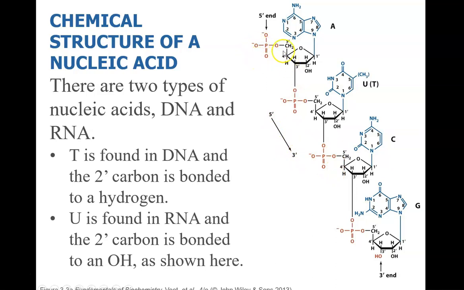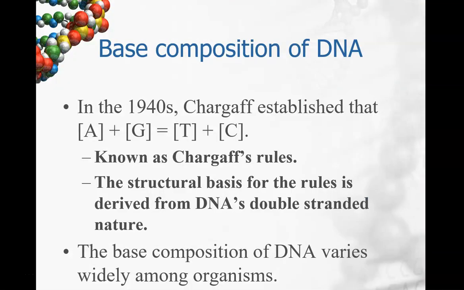So our 5' end is going to have a phosphate, and our 3' end is going to have a hydroxyl. So this would be a stretch of RNA, because we have uracil and we have ribose as our sugar. So again, that's our 5' end, which will have a phosphate, and the 3' end will have a hydroxyl.